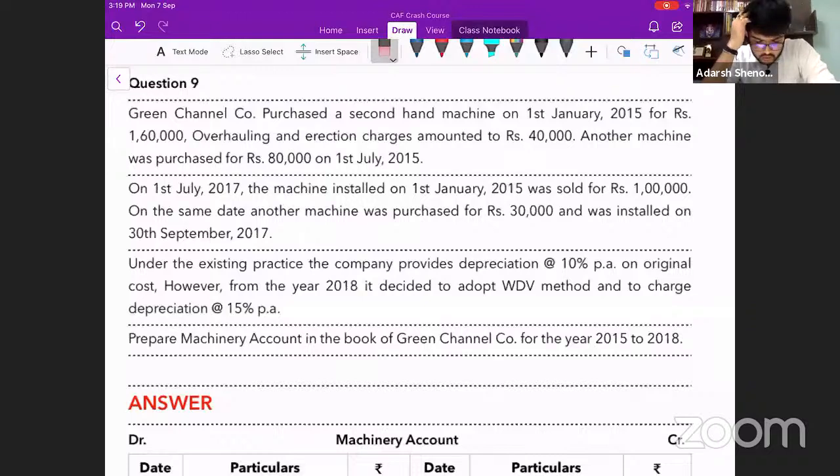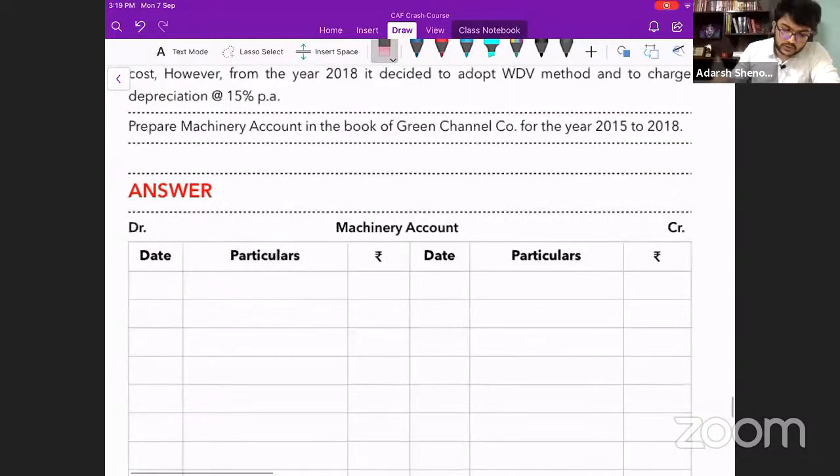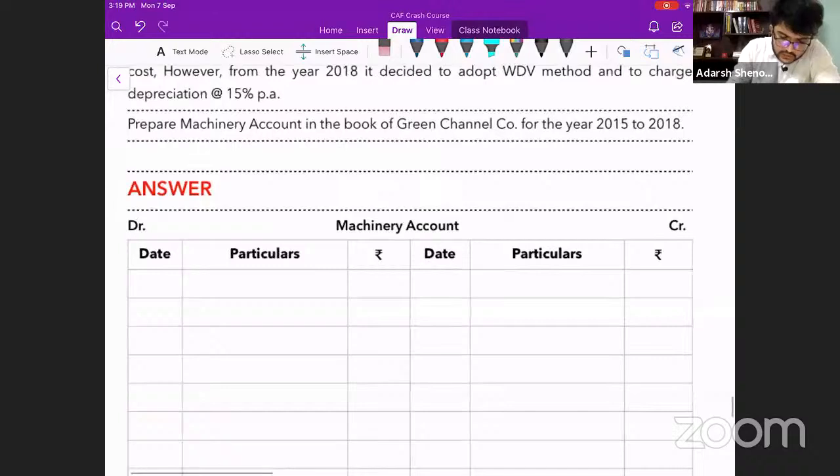Under the existing practice, the company provides depreciation at 10% per annum on original cost. However, from the year 2018, it decided to adopt WDV method and to change depreciation at 15% per annum. Prepare the machinery account in the books of Green Channel Company for the year 2015 to 18. Can we start doing this problem?